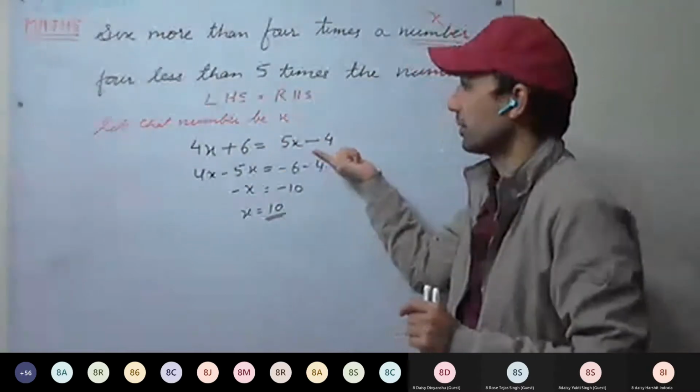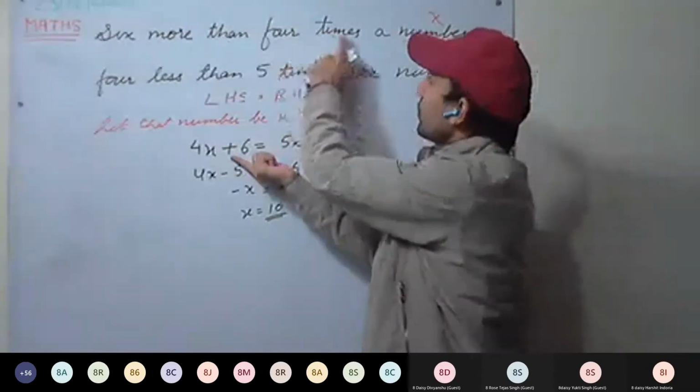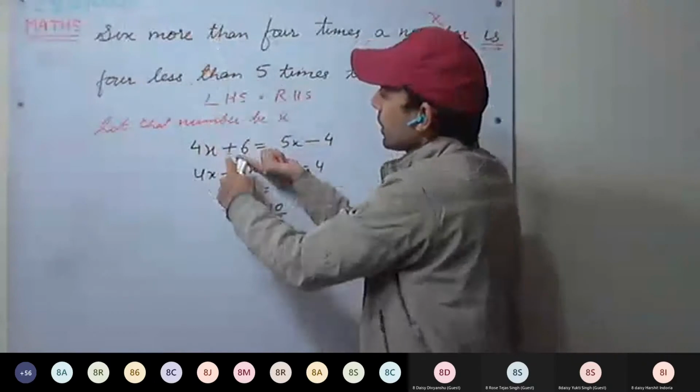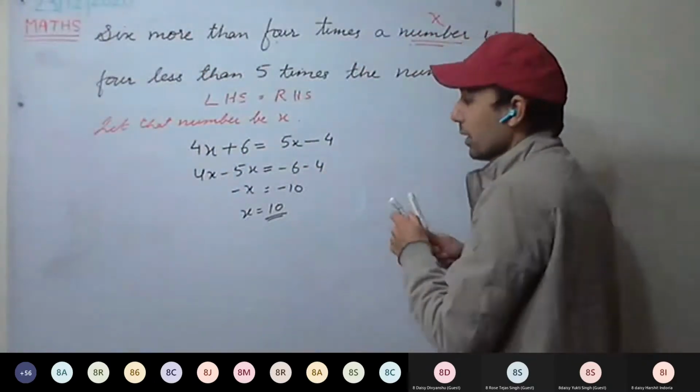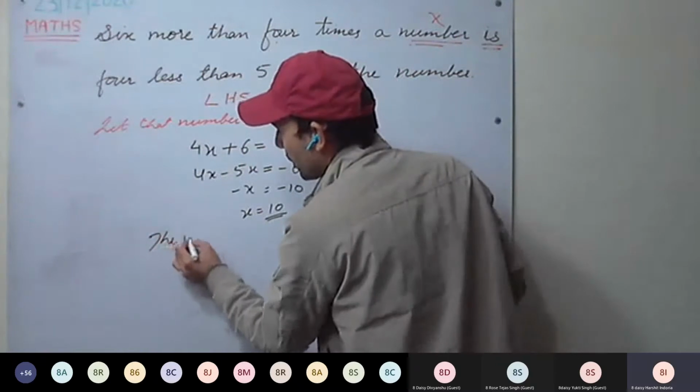Next step will be this one. From words: 4 times the number, 4x, plus 6, equal to 5x minus 4. And now solve: x equals 10. Now write, sir, the number.